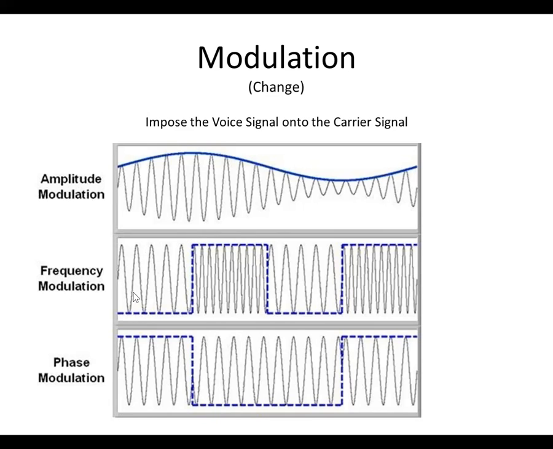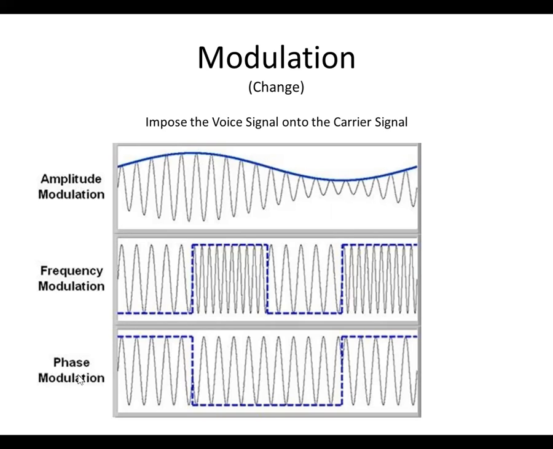And then another way we can do it is, rather than adjusting the amplitude proportional to the sound signal we're trying to transmit, we could adjust the frequency, so that as the level of the voice signal changes, we can change the frequency. You can see here, this is a higher frequency waveform than this, so we can modulate the frequency to give us that same waveform there.